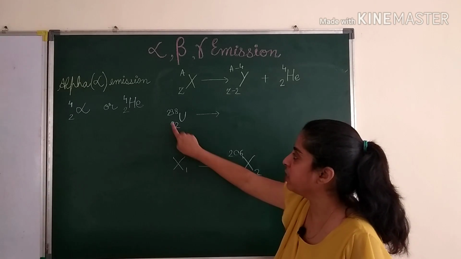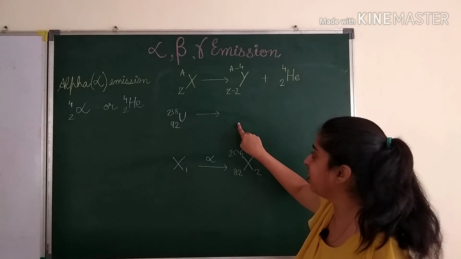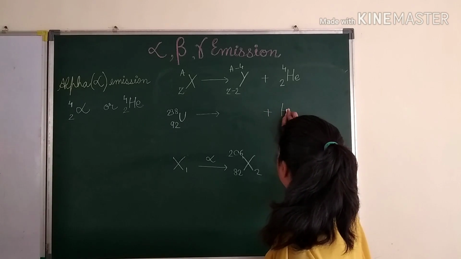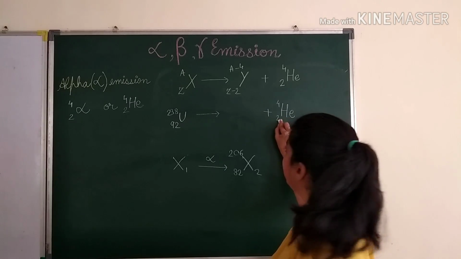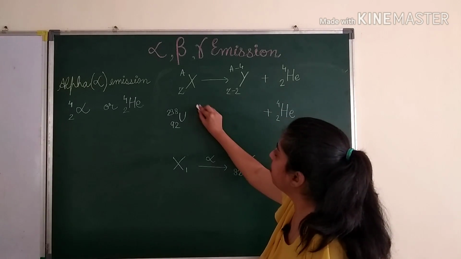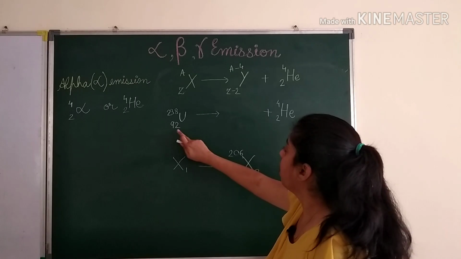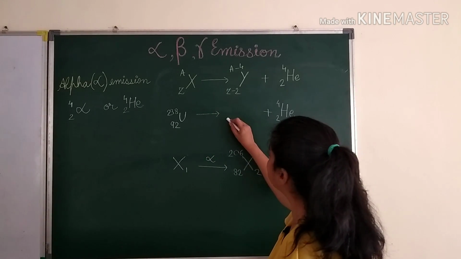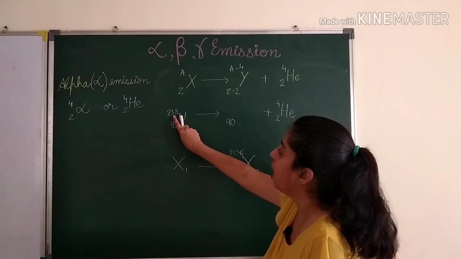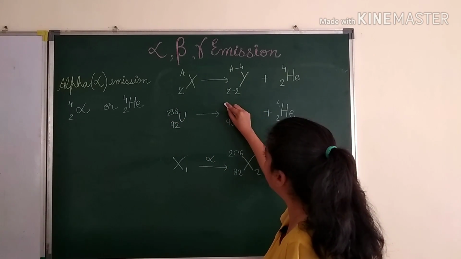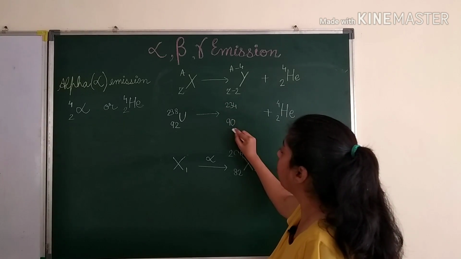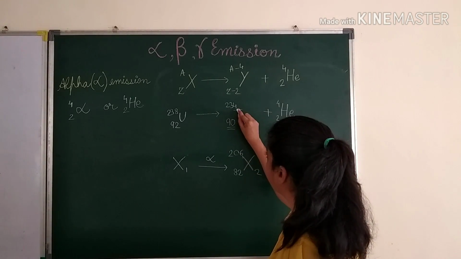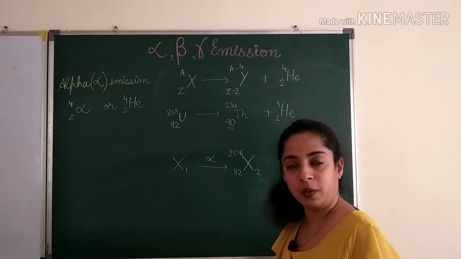Here let's see an example. Suppose uranium 92-238 is disintegrating by giving out an alpha particle. First we can write the alpha particle here. We can write helium or alpha, or we can simply write alpha on the arrow. From 92 we reduce 2, so atomic number becomes 90, and 238 reduces by 4, so it becomes 234. What is the element with atomic number 90? It's thorium. So we'll write thorium here.